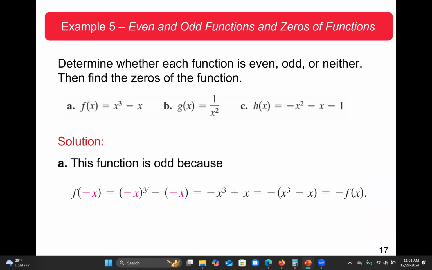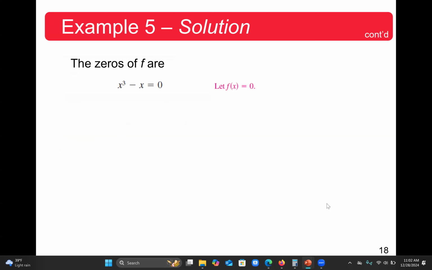Negative x cubed: anytime a negative value is raised to an odd exponent, you get negative. If it's raised to an even exponent, you get positive. So here we get negative x cubed. Negative times negative here gives me plus. Now I'll take the negative out and see if I get the same thing. And I got x cubed minus x. So this is odd. Now let's look at the second question.